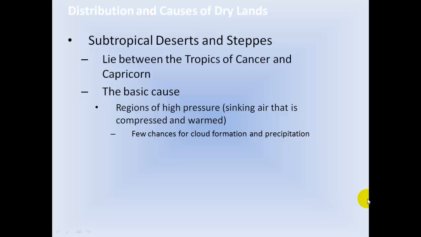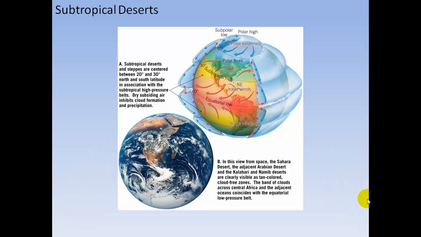Subtropical deserts and steppes lie between the Tropics of Cancer and Capricorn. The base cause is regions of high pressure, with sinking air that's compressed and warmed. There are few chances for cloud formation and precipitation.